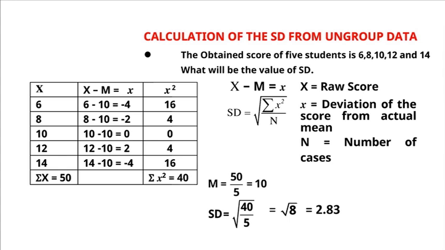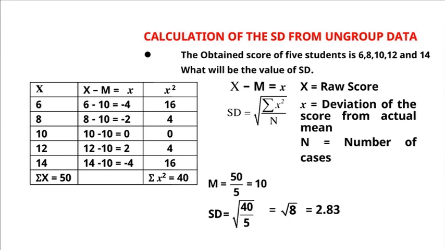It is the small x. In the formula, what do you want? X square. Now, just do the x square. So, minus 4 into minus 4 is plus 16, minus 2 multiplied by minus 2 is 4, 0 into 0 is equal to 0, 2 into 2 is 4, minus 4 into minus 4 is equal to 16. So, this is the value of the x square. Sigma means total, add it up. Now, 16, 4, 20, 24 and 16, 40. So, sigma x square is 40.